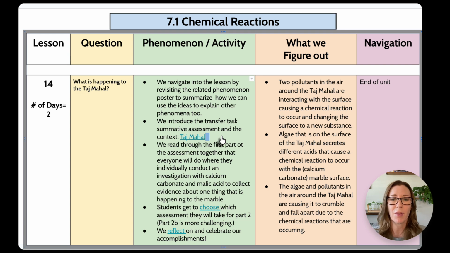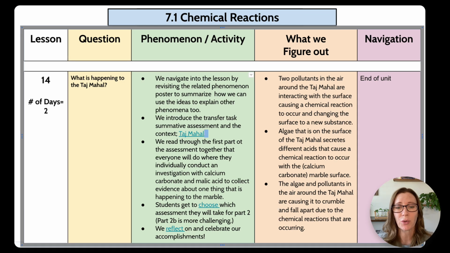So the Taj Mahal assessment, I'm not linking it here because I do not want to be the reason students can find the summative assessment, but look in your Google Drive. The first part is about planning an investigation and observing chemical reactions. And the second part, there are two, and they get to choose. Part 2A is easier than part 2B. So I would go ahead and choose which one you're going to give to the class. If you have some real high flyers, you can give them 2B. It has an extra lesson level performance expectation.